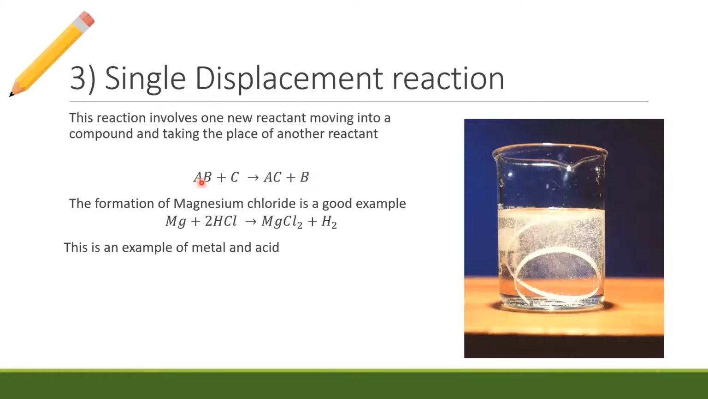So here, in this example, I've got A and B, and A and B are bonded together. Then I've got this new reactant coming along, C. What C does is C goes, get out of the road, B, I'm taking your spot. So C takes the spot of B. So then it's now AC, with B left all lonely on the outside.